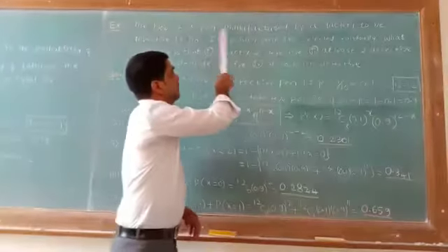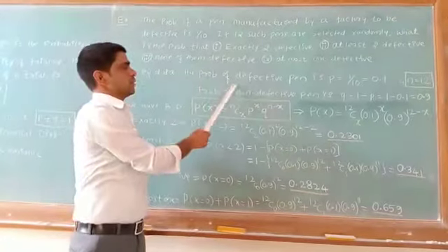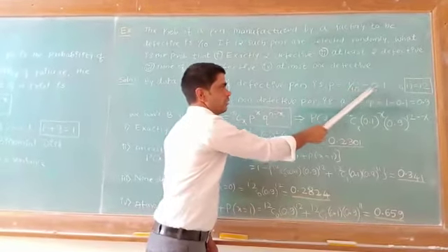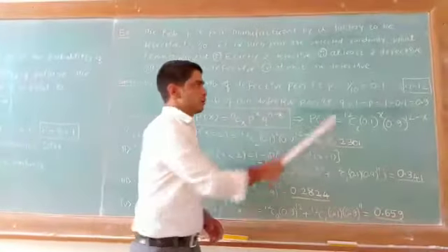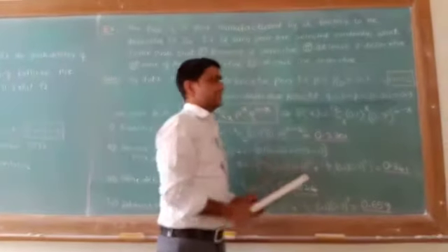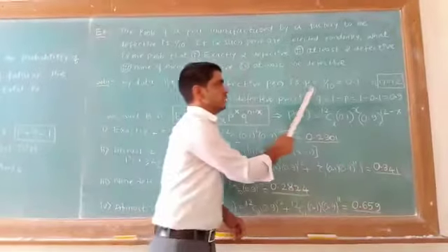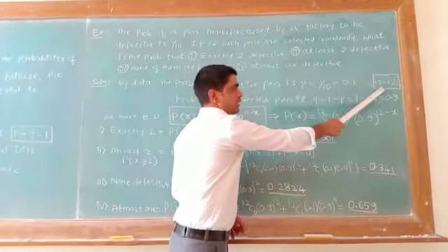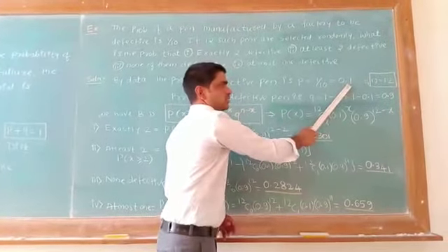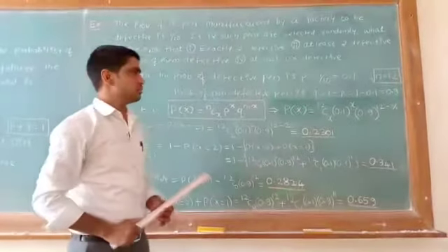The pen manufactured by a factory being defective is given as 1 by 10. It is the probability of the defective pen, we can denote it as p. 1 by 10 means it is 0.1. Probability of success rate is 0.1, and 12 such pens are selected. So the total number of trials, that is n, is equal to 12. Now see here, p is 0.1 and n is equal to 12. So n is a very small number and probability of success rate is high. Then we can apply the binomial distribution, depending upon these two.